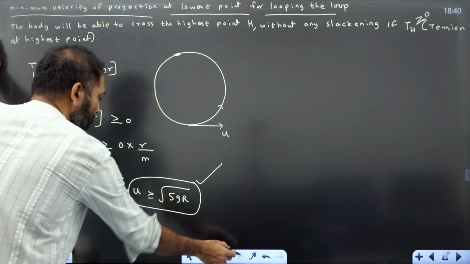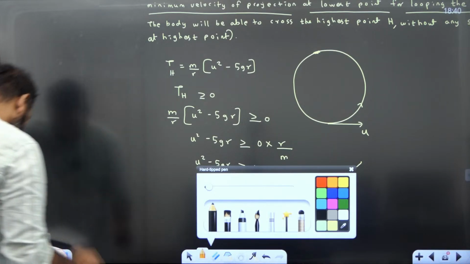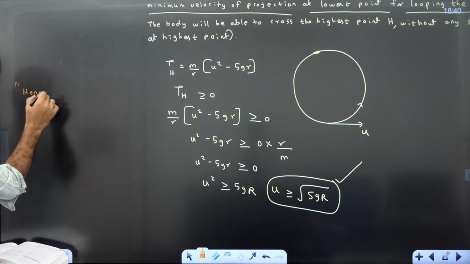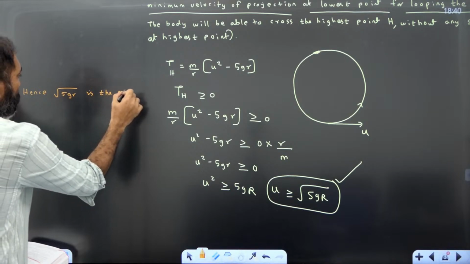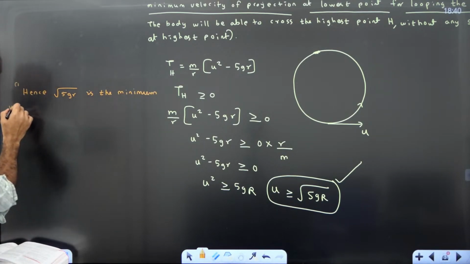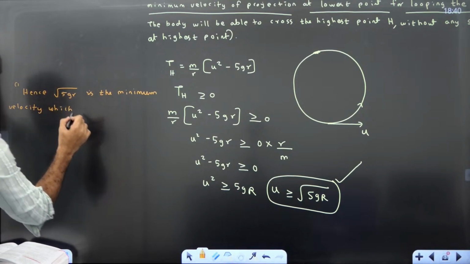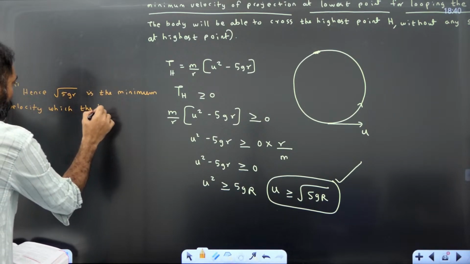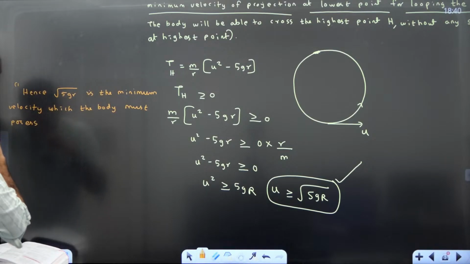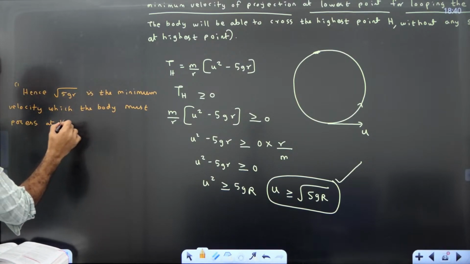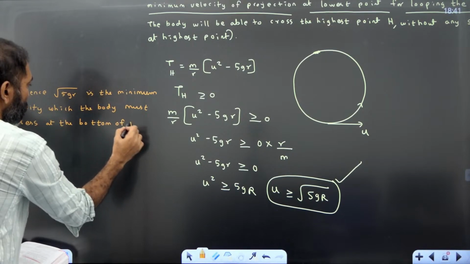So I can write the condition. Hence, root 5gr is the minimum velocity which the body must possess at the bottom of the circle.